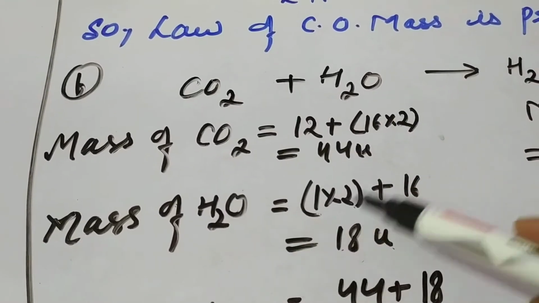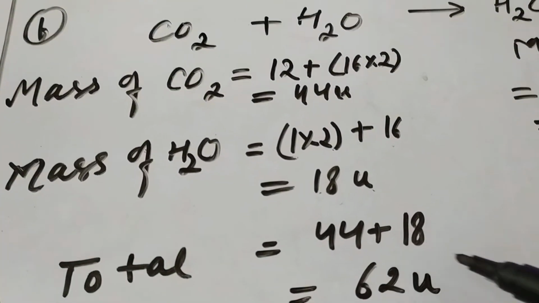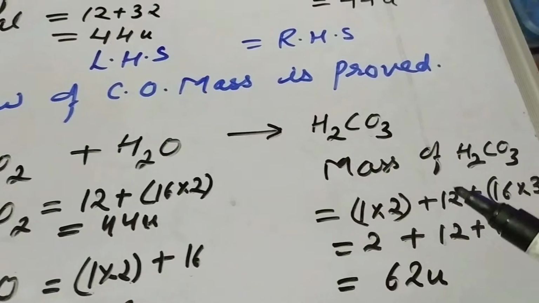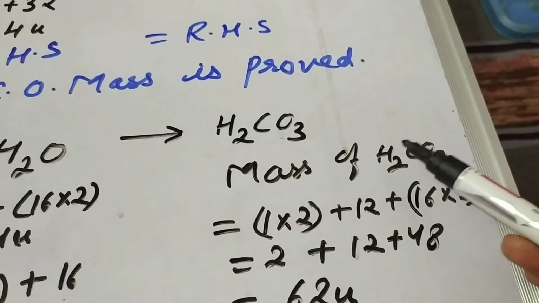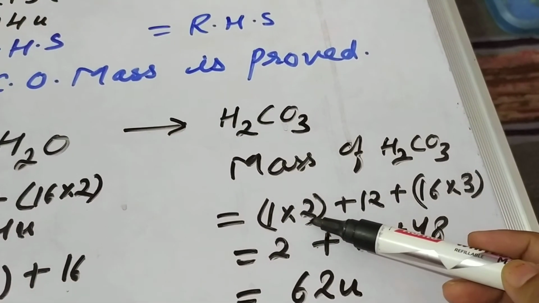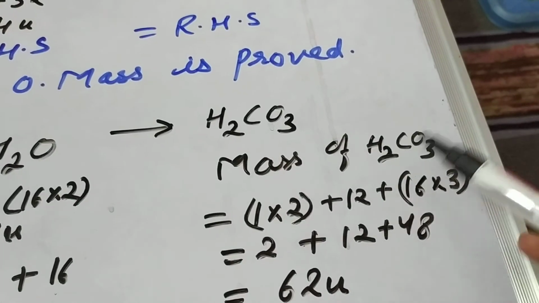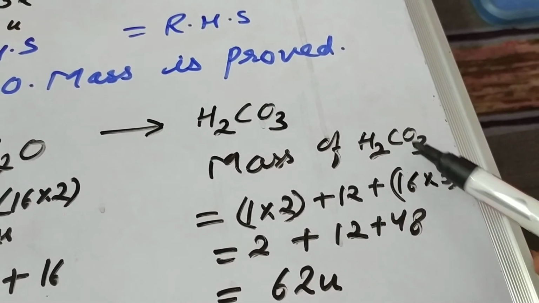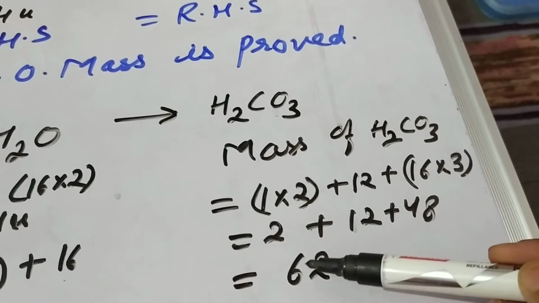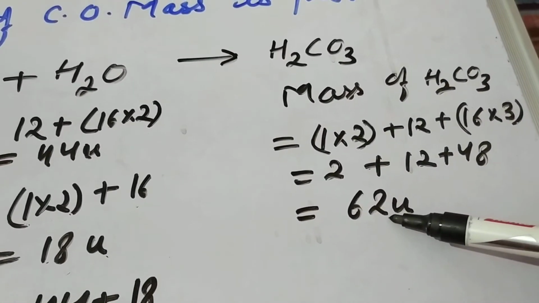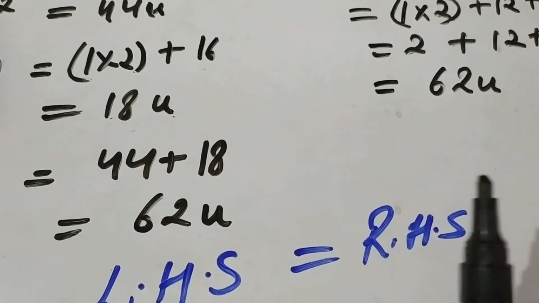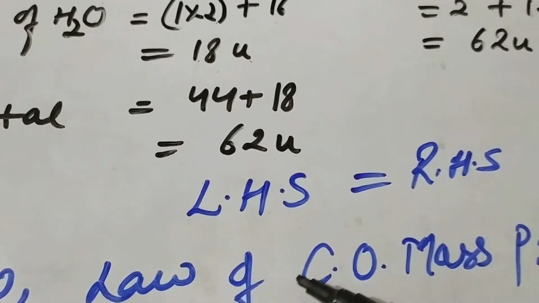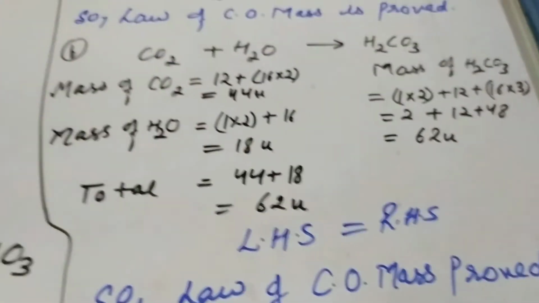So total mass of reactants will be equal to 44 plus 18, that is 62 U. Mass of carbonic acid, mass of hydrogen is 1, 2 atoms, so into 2, plus 12, that is of C, and oxygen is 3 atoms, so 3 into 16, as 1 atom weighs 16. So when you calculate the total, you will get again 62 U. So because LHS is equal to RHS, again the law of conservation of mass has been proved here.